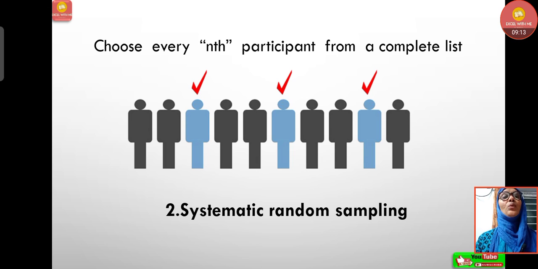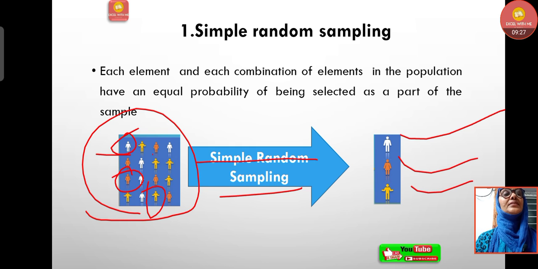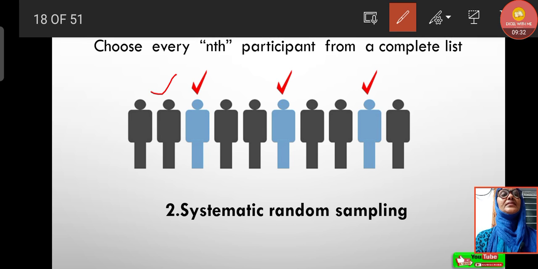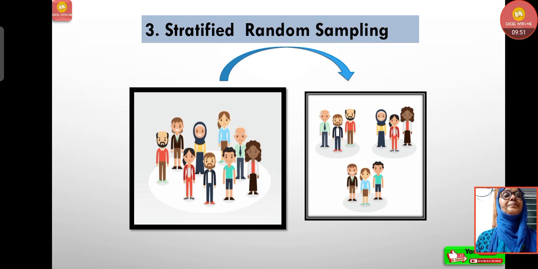Now the second one. You can see here, choose every 9th participant. That is systematic random sampling. Maybe you can choose all the seconds, leaving one, this person, leaving one, this person, or maybe the nth. We can call it, maybe the third one, leaving 2 in between, we take every nth participant from a complete list. This is systematic random sampling.